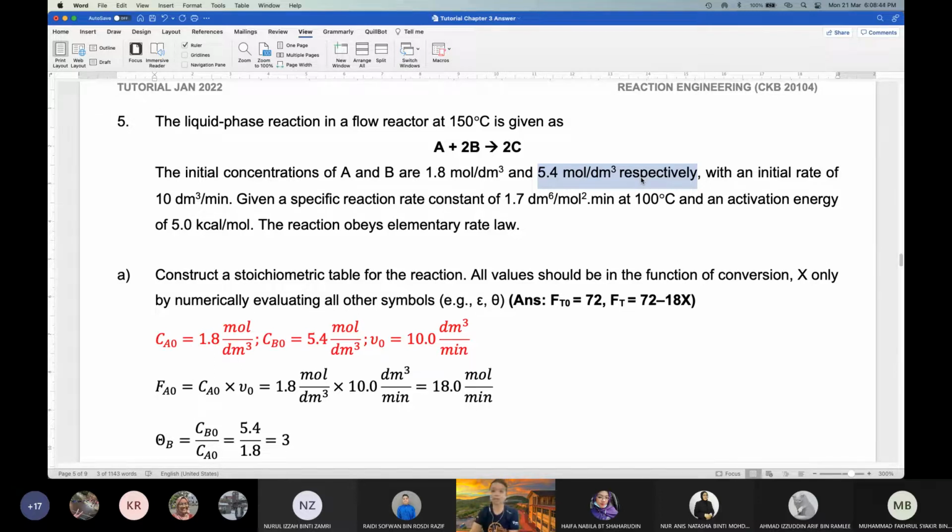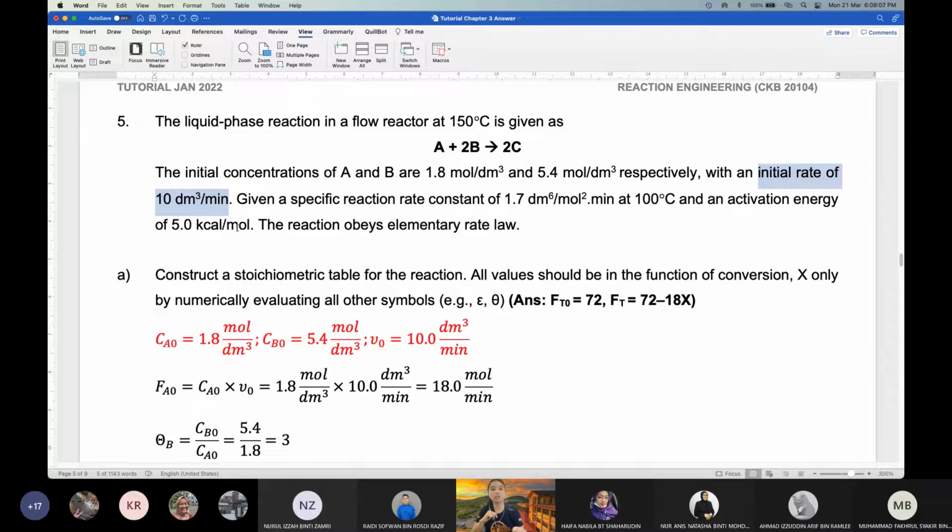CA0, the initial concentration of A. So CA0 and CB0 are given. Okay, next it says with an initial rate of 10 dm cube per minute. So the 1.8 and 5.4 earlier, you know they are concentrations. You won't be confused when it says concentration. But it gives more information, the initial rate of 10 dm cube per minute.